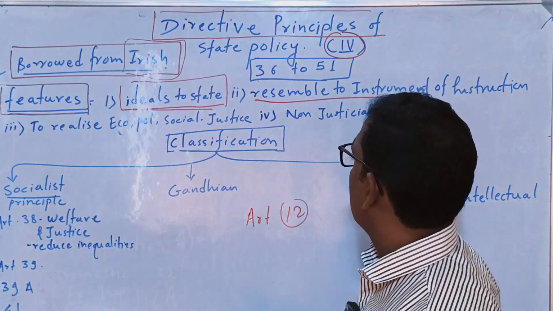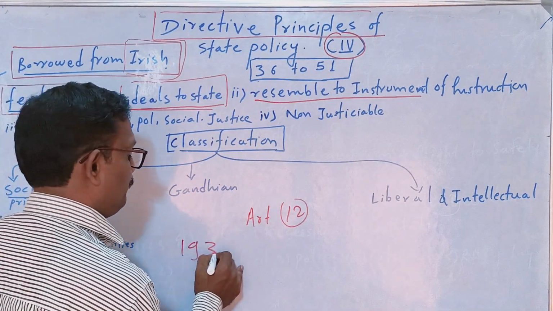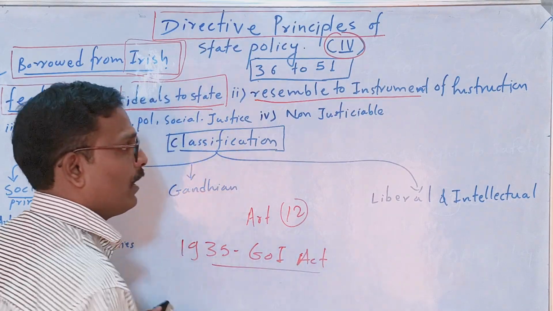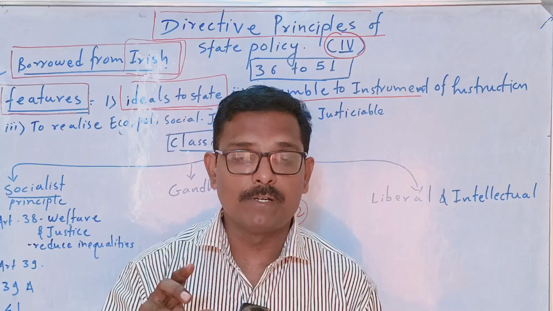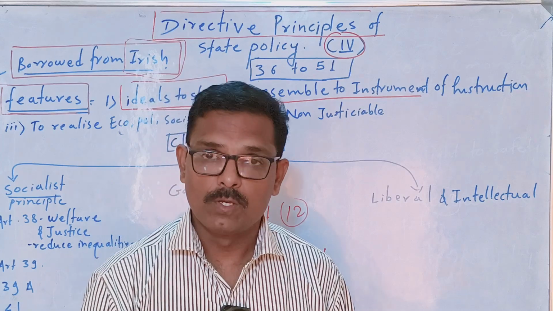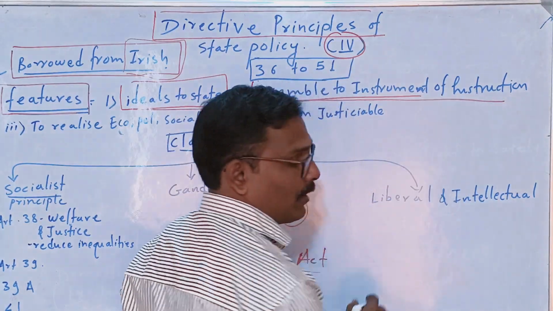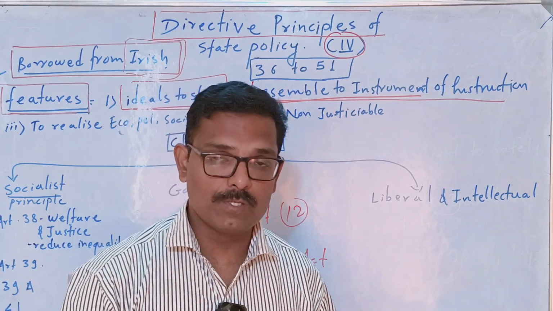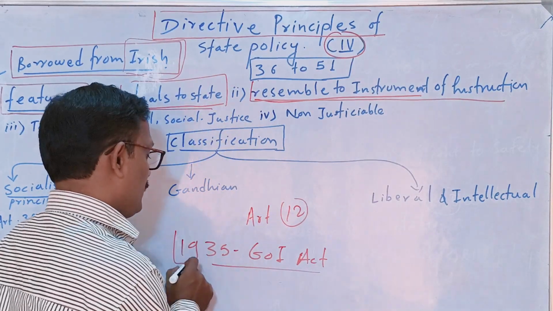Then it resembles the instrument of instructions. In the 1935 Government of India Act, such instructions are given to the governors of the provinces as well as the Governor General of India, about what kind of role is to be performed by them. These have been mentioned in the 1935 Government of India Act.